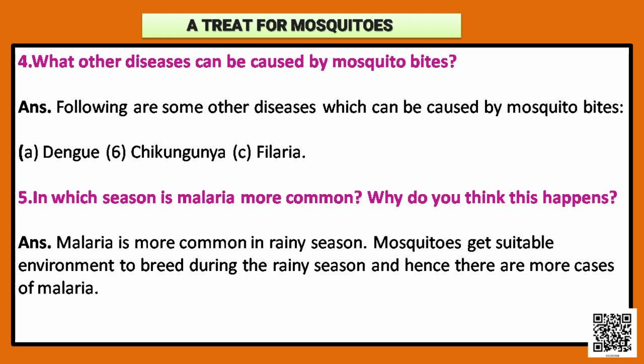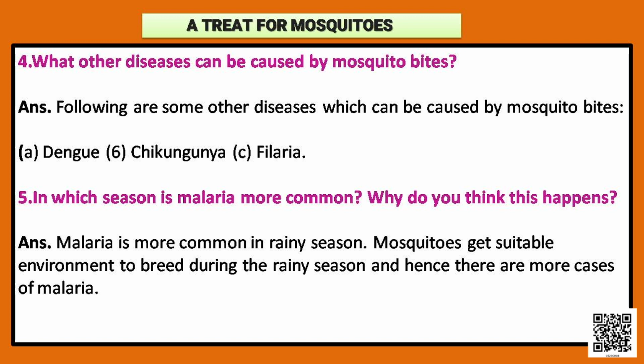Following are some other diseases which can be caused by mosquito bites. They are dengue, chikungunya and filaria. I hope you have got all your answers correctly. Okay. Now let us move to the next question. In which season is malaria more common and why do you think this happens? I repeat the question.